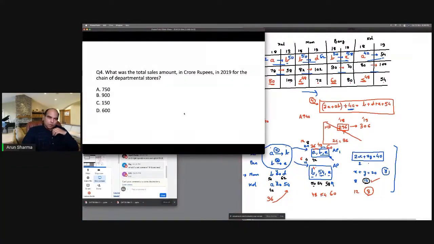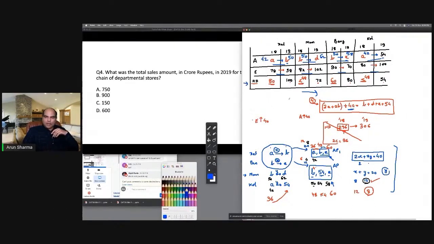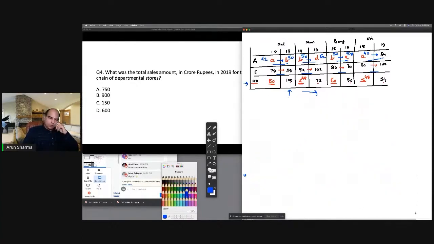What is the total sales amount in crore rupees in 2019 for the chain of department stores? So you just have to add this column. Now all this is solved, finished completely. So total sales, and please understand, you would not get the third, fourth answers. The second, third, fourth answers you cannot get without getting the apparel row in place. So without the apparel row, only on the home decor row, you'll only get 3 marks.